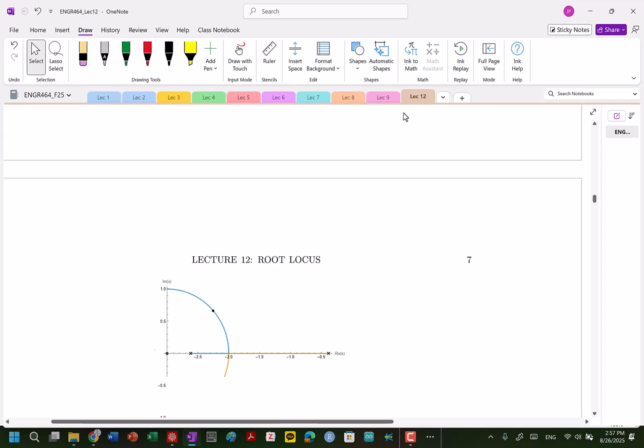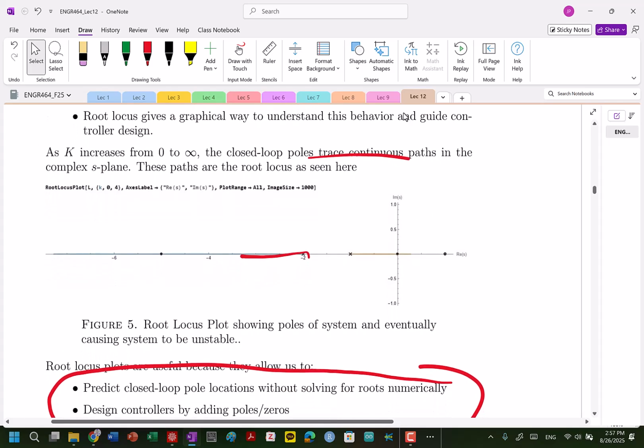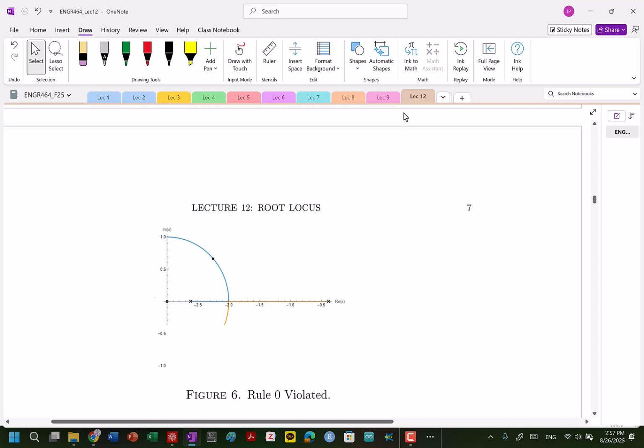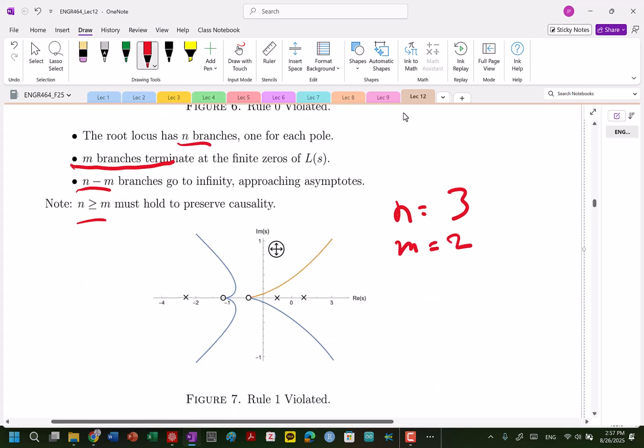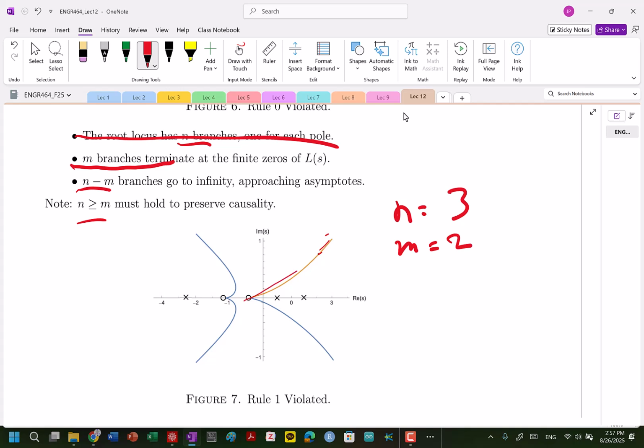Additionally, the way that you draw these, they have to originate from the location of the pole. The pole has to move from the pole starting point, so this is violated already. Do we have m branches terminating at finite zeros? With 3 branches, 2 of them should terminate. But we have multiple things terminating here, so that doesn't make sense either. And we should have n minus m, so 3 minus 2, so only 1 going to infinity. This is violating every single aspect of that rule.